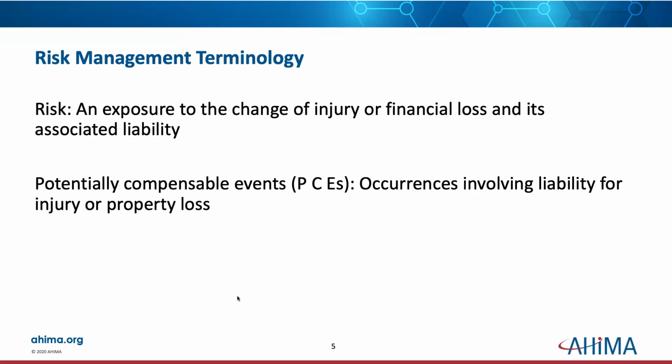A risk is an exposure to the chance of injury or financial loss and its associated liability. Potentially compensable events are occurrences that involve liability for injury or property loss. Make sure that you know all of the key terms in this chapter, what they mean. They are in bright orange bold. Make sure that you are comfortable with all of those and knowledgeable about those.